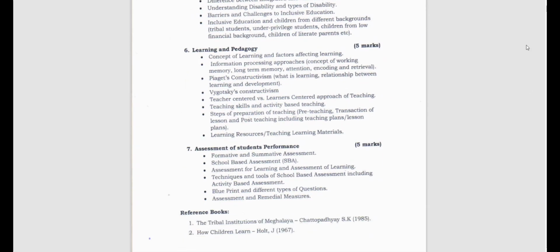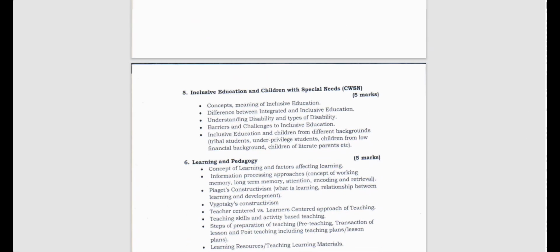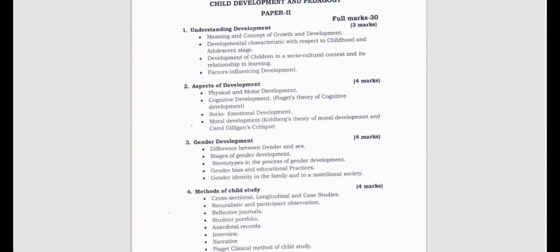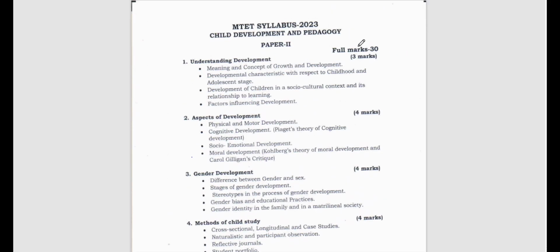The CDP syllabus is divided into 7 units. How many units? 7 units. And as you know, it is for 30 marks, which means there will be 30 questions altogether. Now what we will do is discuss them unit wise.